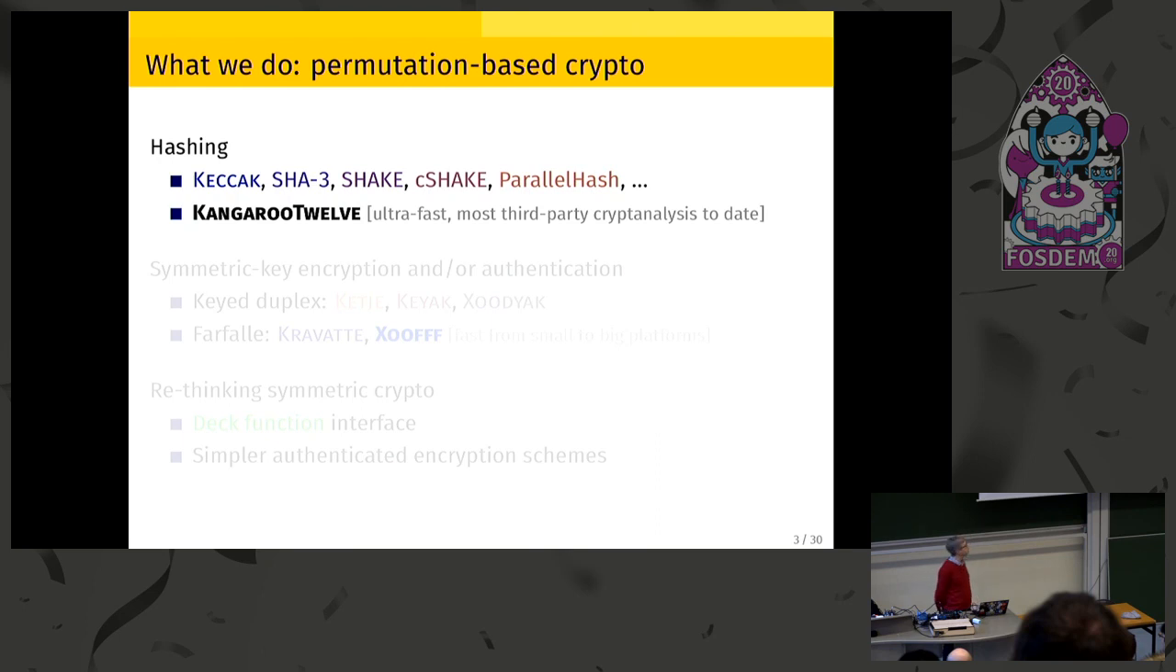Permutation-based crypto is a new kind of crypto in the sense that, instead of having a block cipher, we use a keyless permutation. The name Keccak team comes originally from the designers of Keccak, which was selected as SHA-3 during the SHA-3 competition. We designed many things based on permutations. We didn't stop at hashing.